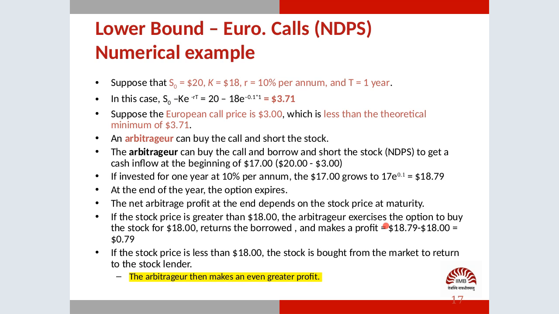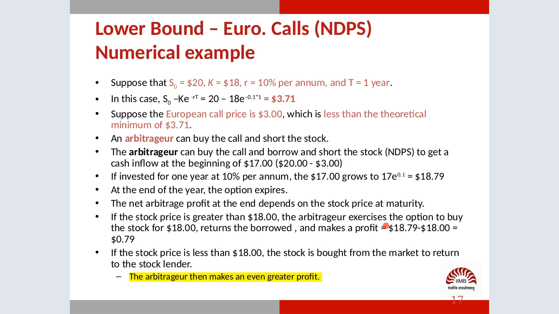How much will be the cash inflow therefore? He buys the call, the current call value is 3, minus 3. He sells the stock at 20. So 20 minus 3, he gets a cash inflow of 17. He puts 17 at 10% for a year in a deposit, which at the end of the year gets him 18.79. Now that is guaranteed cash for him.